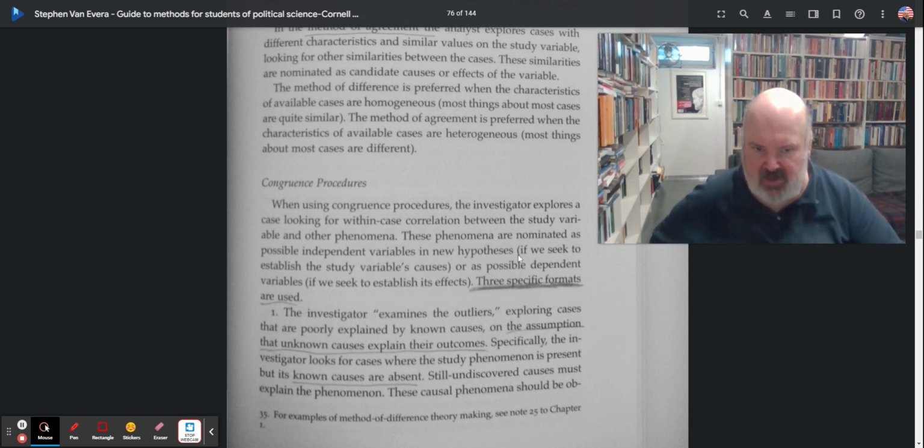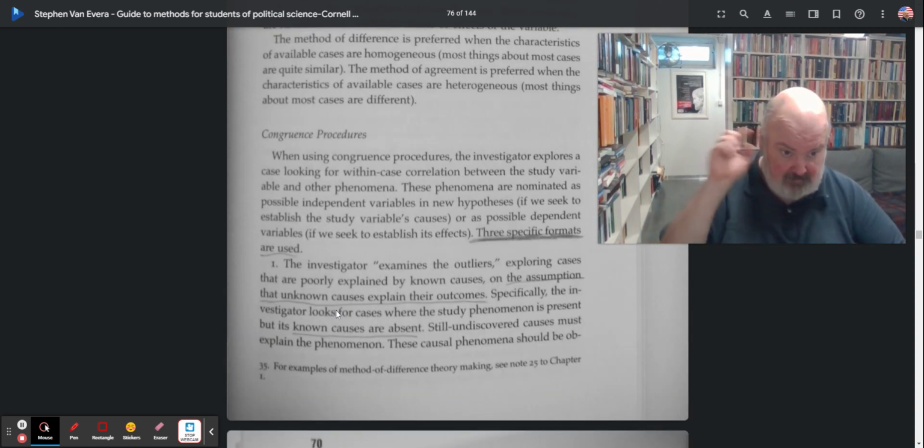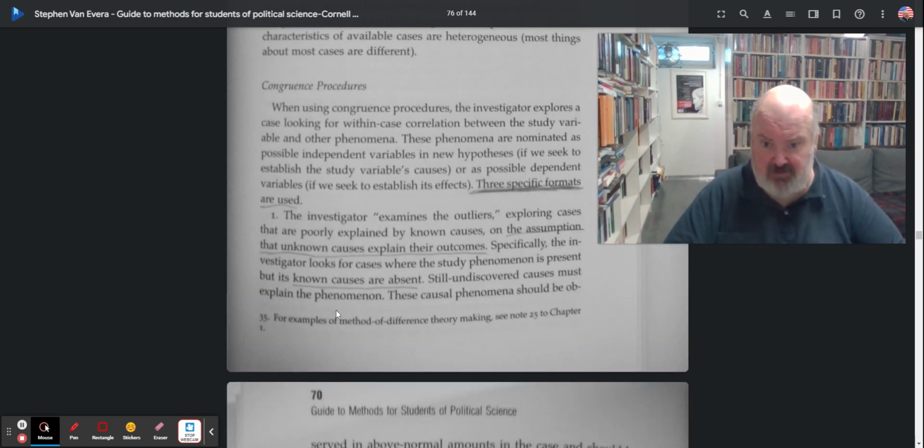And he says that, let's do this right. He says that three specific formats are used. So three formats of congruence procedures are done. Of these congruence procedures, we're looking at within case, mostly within case, right? Again, I think this is correct. We're looking for within case correlations, right?